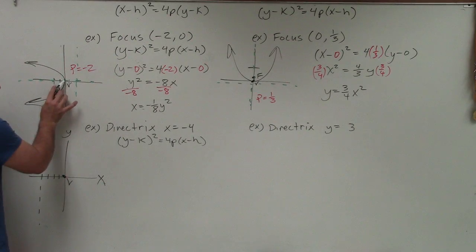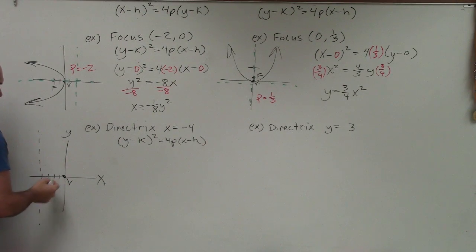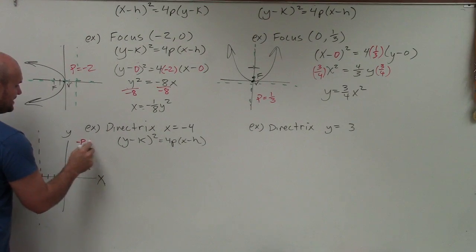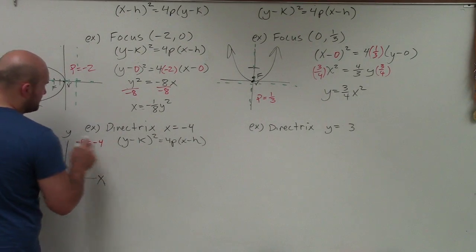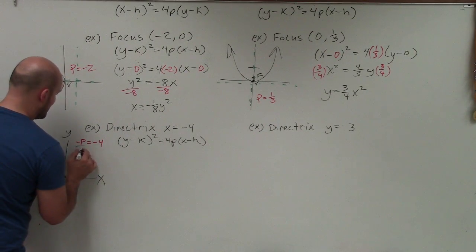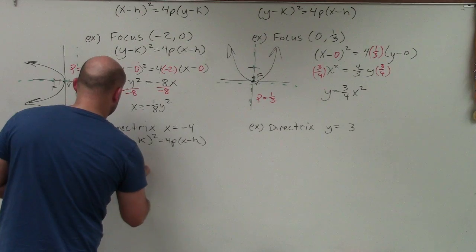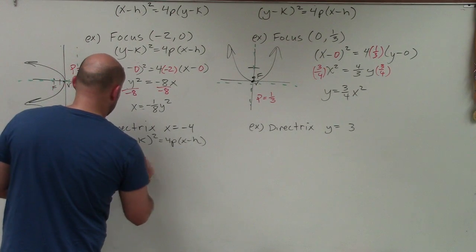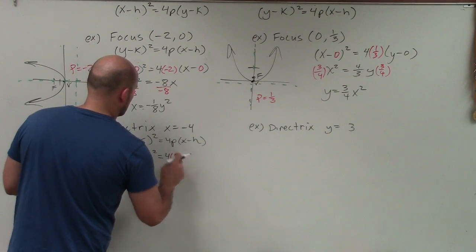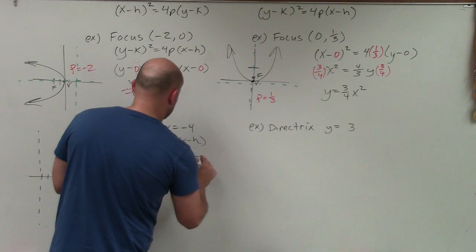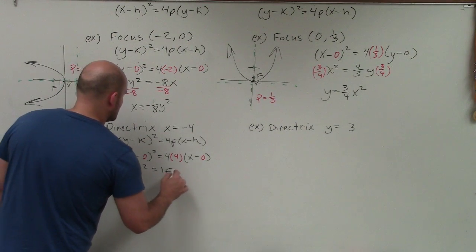Remember, the distance from the vertex to the focus is p. Well, p was -2. Now the distance from the vertex to the directrix is -p. So -p is equal to how far it is from the vertex to the directrix: 1, 2, 3, 4. So -p is equal to -4. When I solve for p, p equals +4. Now I'll plug in the rest of the information. y minus 0 squared equals 4 times 4 times x minus 0. So I get y squared equals 16x.